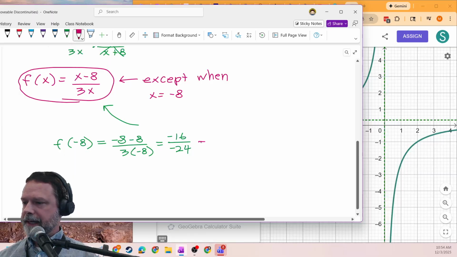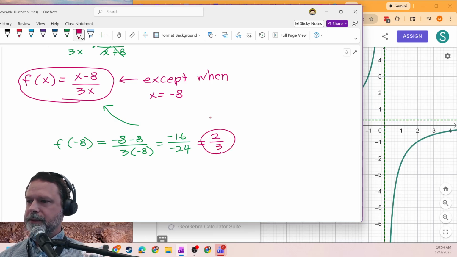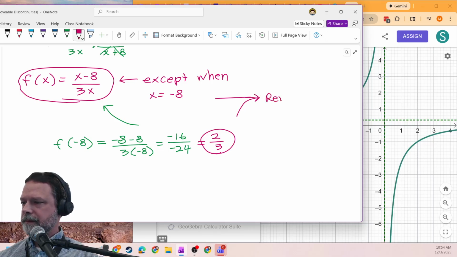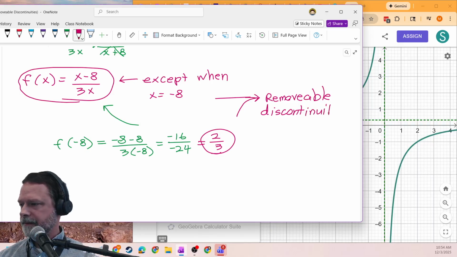Positive over a negative over negative is positive, so those cancel. These are both divisible by 8. 16 divided by 8 is 2. 24 divided by 8 is 3. There's my 2/3. So where's our hole, or our removable discontinuity? I like removable discontinuity. It's right there at -8 comma 2/3. And that's how you do these. Very easy. At -8 comma 2/3.